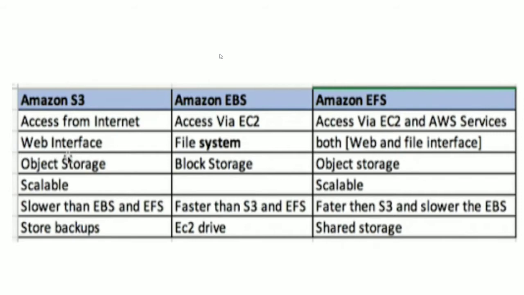S3 is slower than EBS and EFS. Why? Because you upload the entire object in S3. You cannot upload it part by part, but you can upload the parts of the object in parallel.